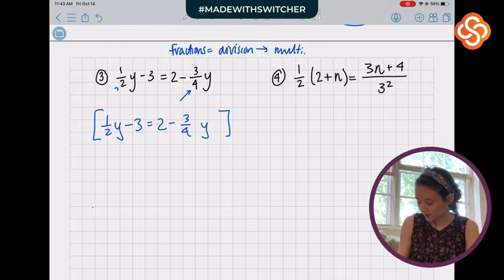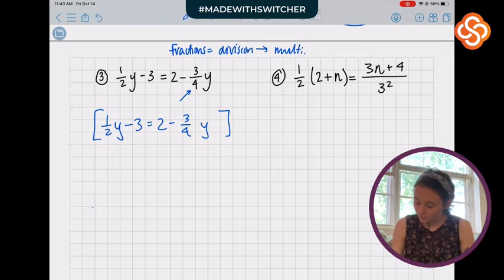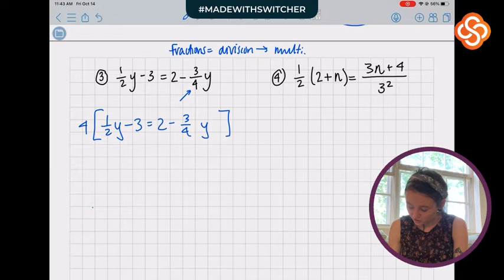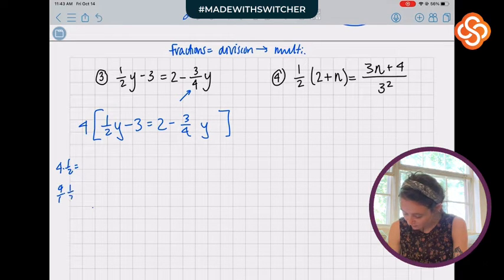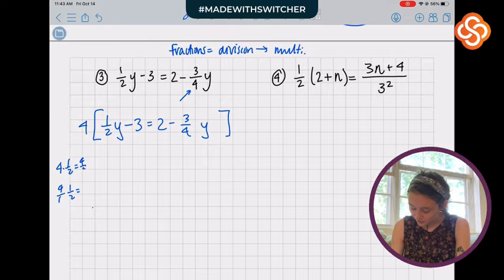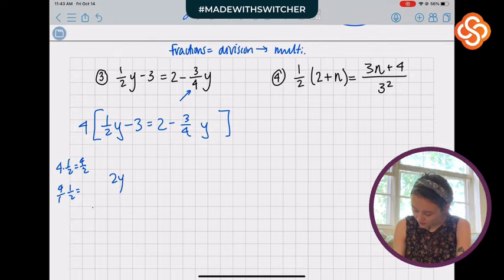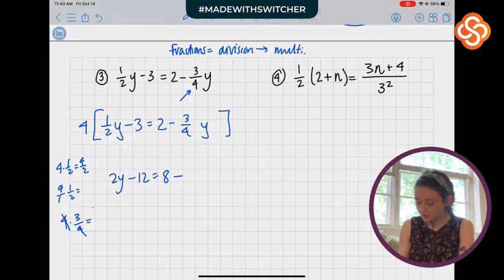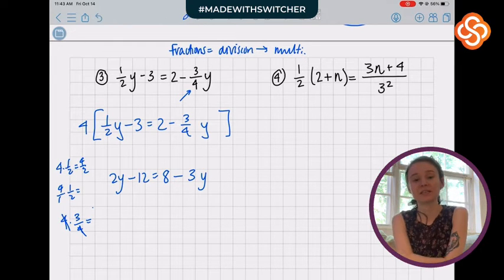So let me try that strategy. I'm going to multiply by 4. So 4 times 1/2 is equal to 4 over 1 times 1 over 2, also equal to 4 divided by 2, which is 2. So I'm going to have 2y minus 4 times 3 is 12. 4 times 2 is 8. Now I have 4 times 3 over 4. These 4's cancel, and I will get 3y. Now I finally cleaned it up.